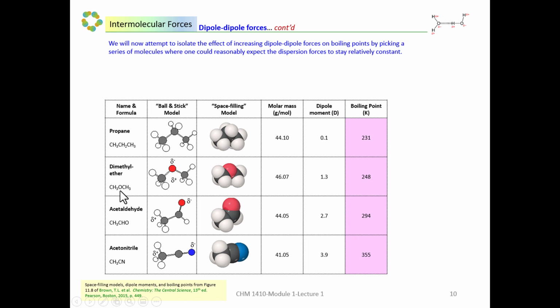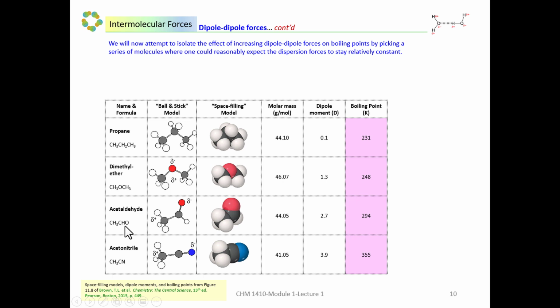Dimethyl ether has 2 CH3 groups, which are called methyl groups, with an oxygen in the middle. Here's the ball and stick model, the space-filling model. Dimethyl ether is polar. You'll notice propane, we would consider propane to be nonpolar. It has a very tiny dipole moment, very close to 0. Dimethyl ether, because of the very electronegative oxygen, does have partially positive and negative parts of the molecule, and it has a measurable dipole moment, so it is polar.